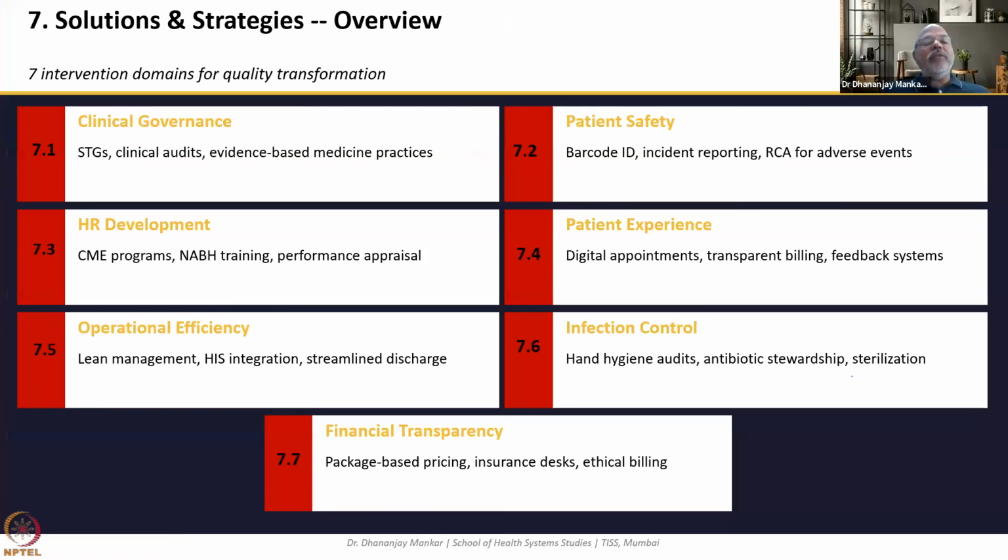So clinical governance, standard treatment guidelines, clinical audits we have to do, and evidence-based medicine practices, which will be giving clinical governance a prime role, where in the 7 domains we put clinical governance at the last. Patient safety, no doubt, we have to put in priority. So I put it into the second line: barcode ID, incident reporting, and RCA.